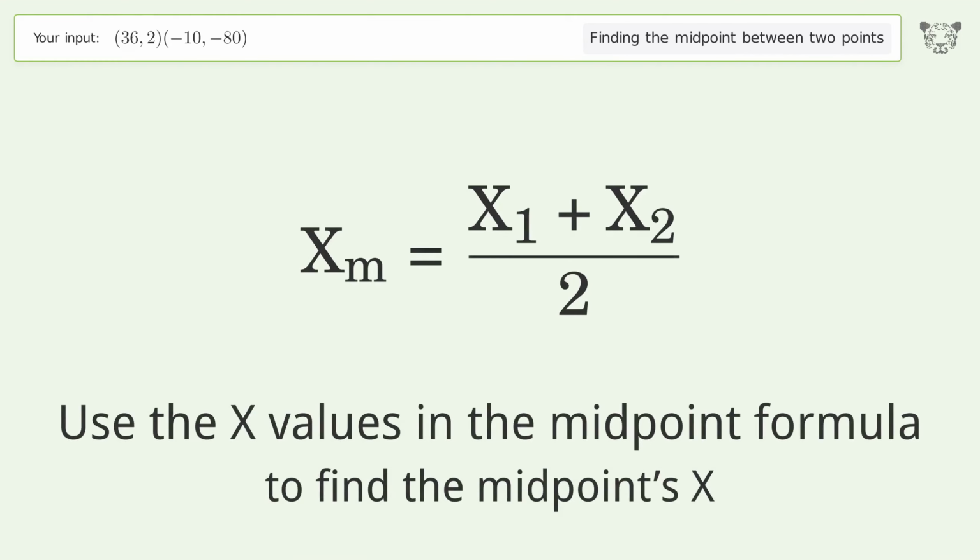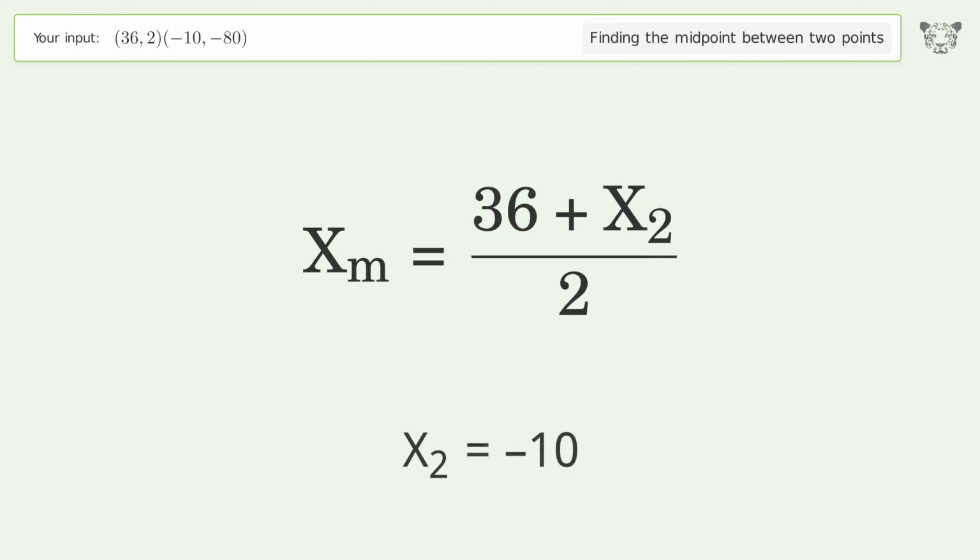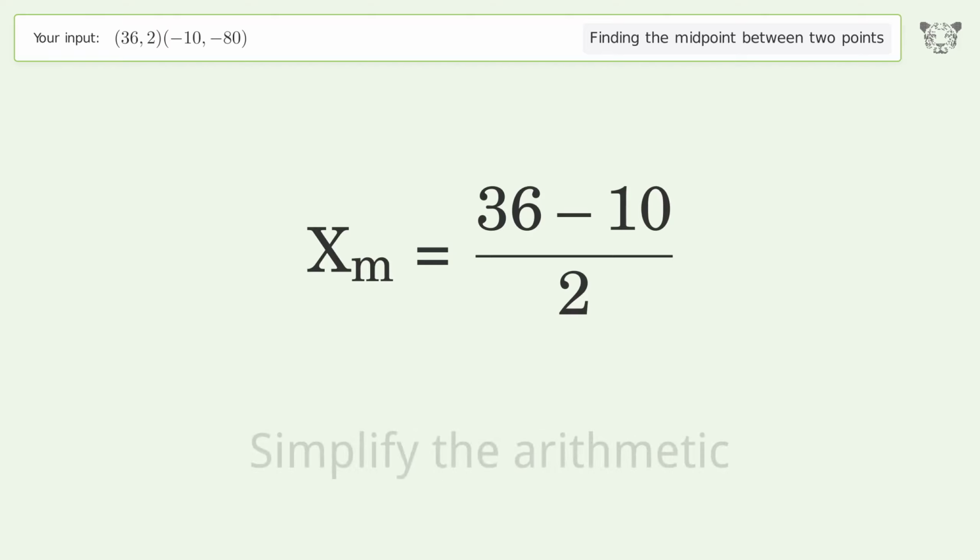Use the x values in the midpoint formula to find the midpoint's x. x1 equals 36. x2 equals negative 10. Simplify the arithmetic.